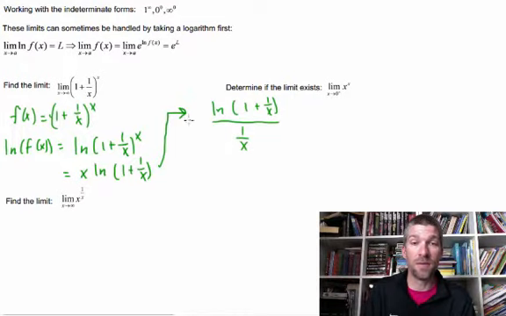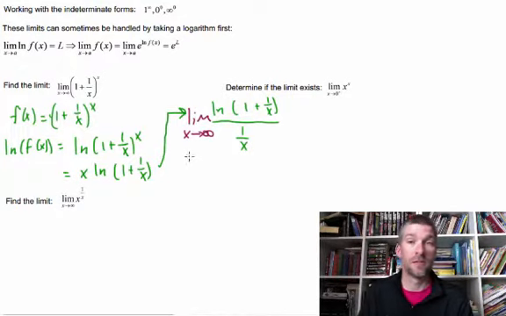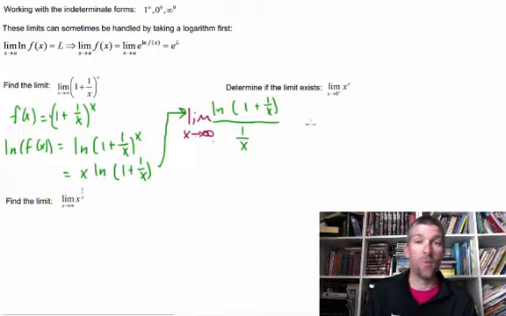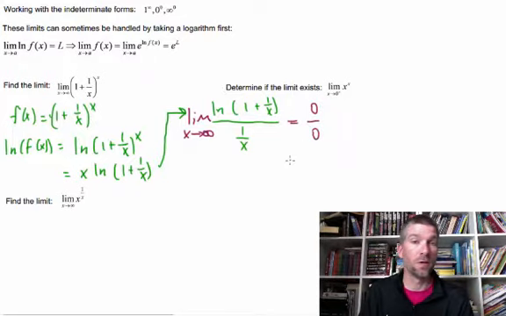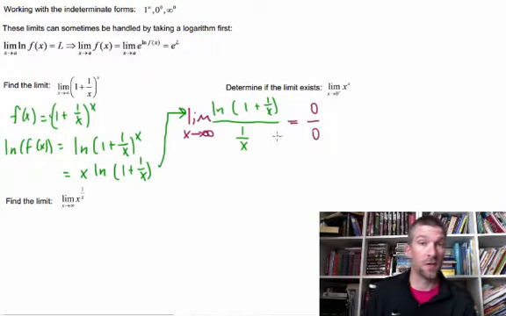I can take the limit as x goes to infinity, and now I can look and see what's going to happen. And what happens is, if I put infinity in both places, I'm going to have the natural log of 1 plus 0 over 0. Well, the natural log of 1 is 0. So when you put all those guys in, you get 0 over 0. That's an indeterminate form. I cannot have it. So I take the derivative of the top and I take the derivative of the bottom.